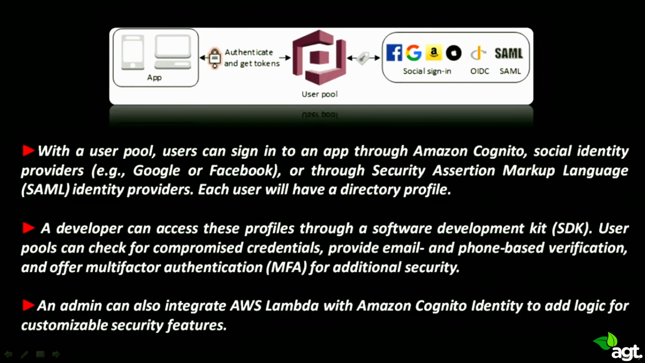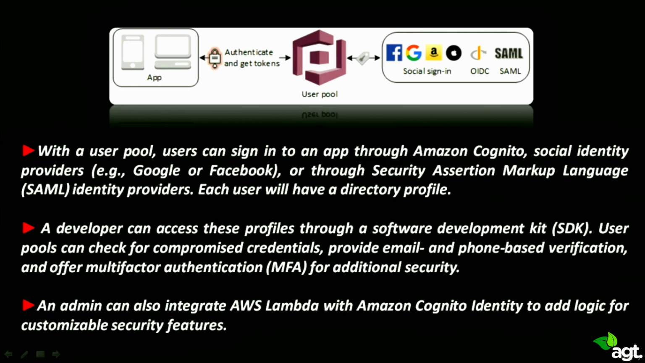With a user pool, users can sign in to an application through Amazon Cognito, through social identity providers, for example Google or Facebook, or through Security Assertion Markup Language, SAML, identity providers. Each user will have a directory profile. A developer can access these profiles through a software development kit, SDK. User pools can check for compromised credentials, provide email and phone-based verification, and offer multi-factor authentication, MFA, for an additional security level.